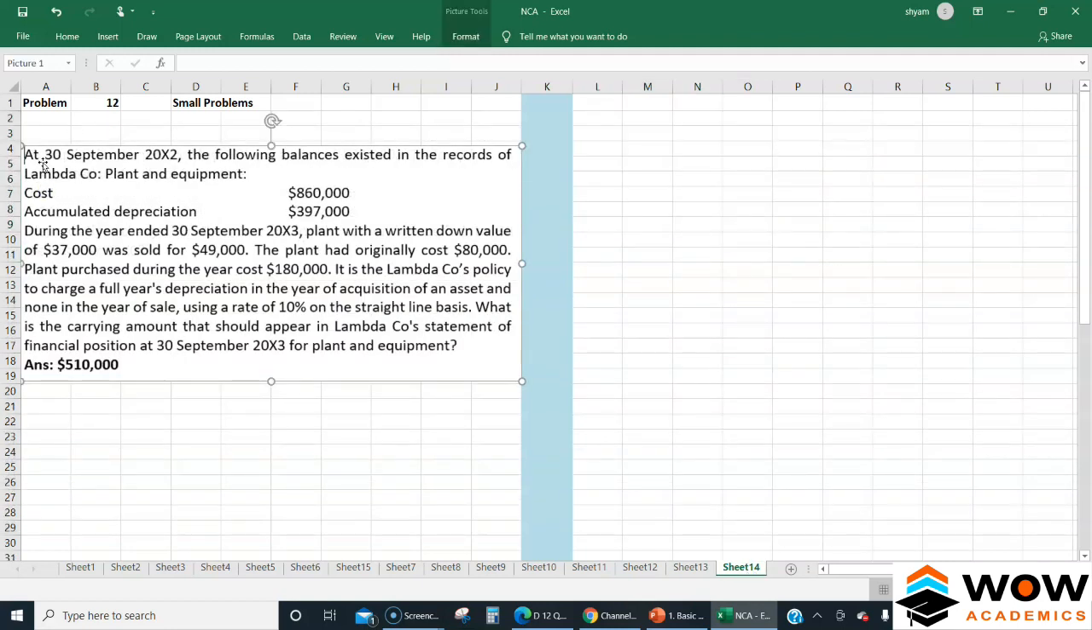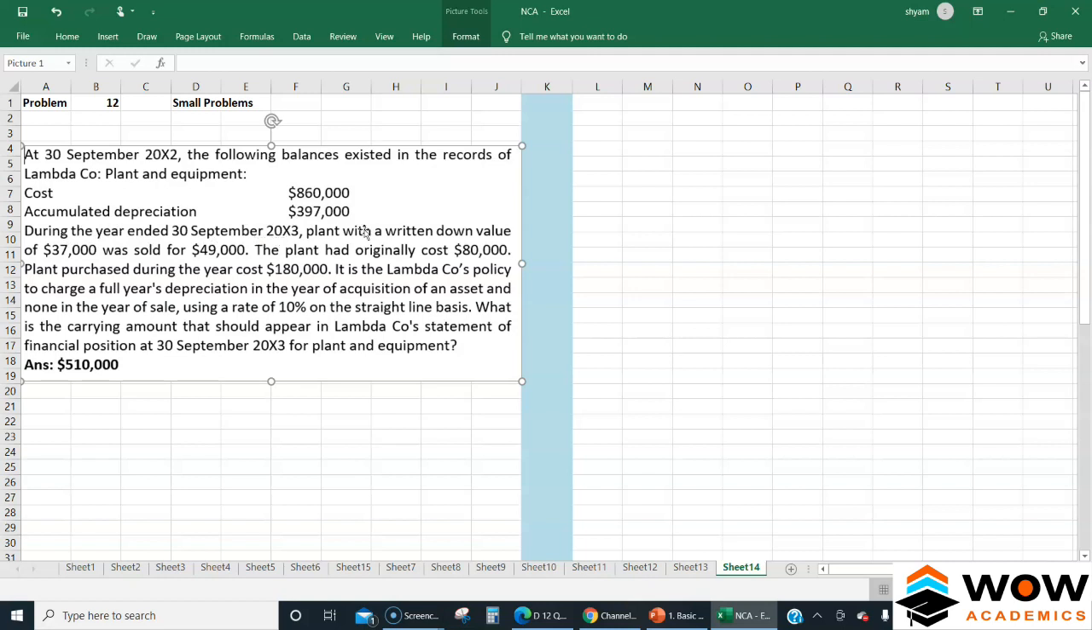At 30 September 2012, the following balances existed in the records of Lambda Co. So the plant and equipment, the cost of it is this. I think it's the original cost. This is the accumulated depreciation during the year ended 30th September 2003. That's like 1 year later.